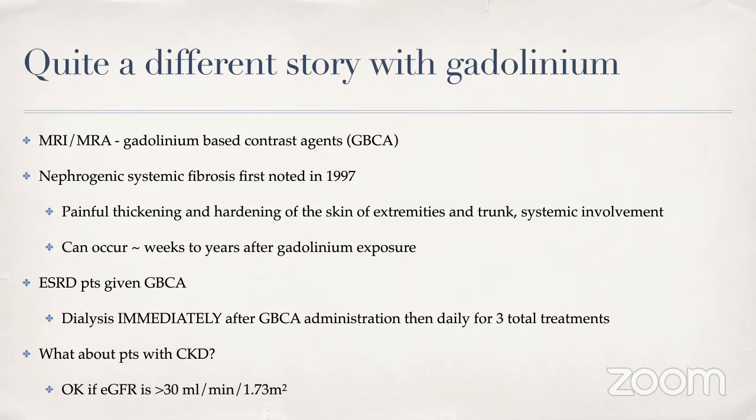So the story with gadolinium is the yes part of should you do dialysis after getting IV contrast. Do dialysis after getting gadolinium-based contrast agents immediately after, and then daily for a total of 3 treatments. The question has become, what do you do about people with chronic kidney disease? Well, there's only one reported case of nephrogenic systemic fibrosis in somebody with a GFR above 30, so that's not a worrisome group. The gray area has always been people who aren't on dialysis but have a GFR of less than 30.